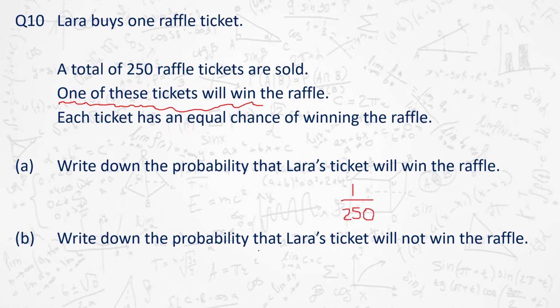Write down the probability that the ticket will not win the raffle. So the rest of them, 249 tickets out of 250, will not win the raffle. This is our question 10.